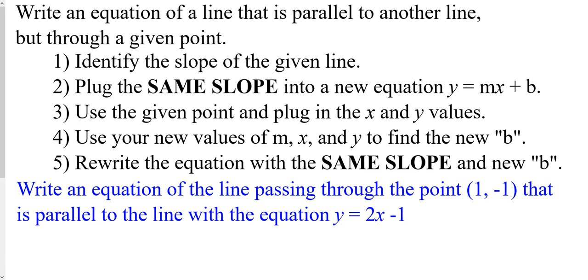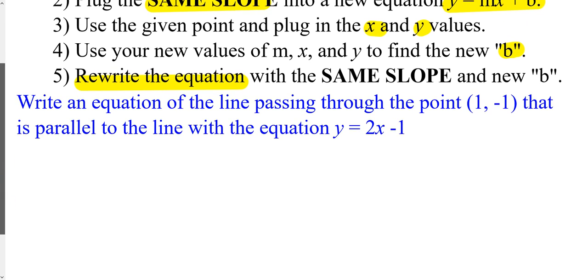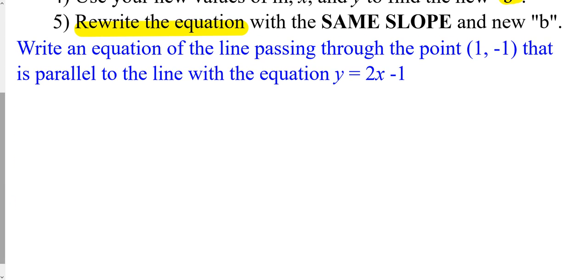So, write an equation of a line that's parallel to another line, but through a given point. Here are the steps, so you can always come back to this screen. We want to find the slope, and then use the same slope in y equals mx plus b. And then, a lot like how we were solving for b, I'm going to plug in for x and y, solve for b, and then write the new equation. That's our steps. So it's a lot like how we were doing our last problem. So let's do an example here.